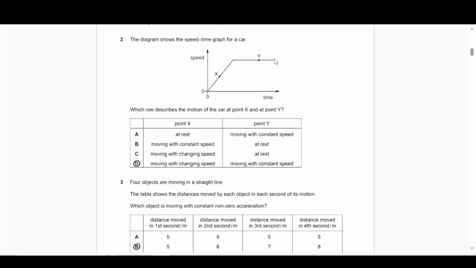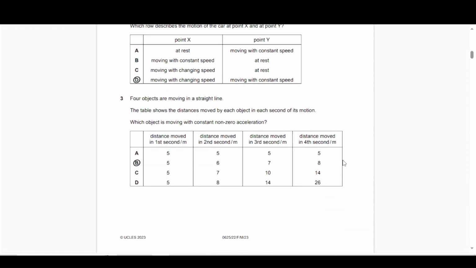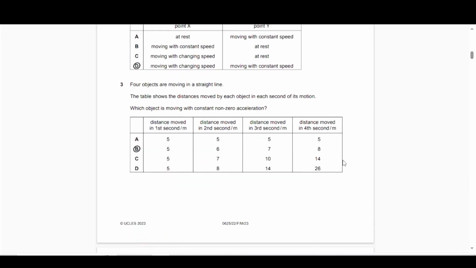And then if you look at Y, it's a no gradient scenario on a speed time graph. So that is essentially just an object that is moving at a constant speed. We already eliminated A and B. If C is not correct because point Y is not at rest, then the object at X is moving with changing speed, and then at Y it's moving with constant speed. Next: 4 objects are moving in a straight line.